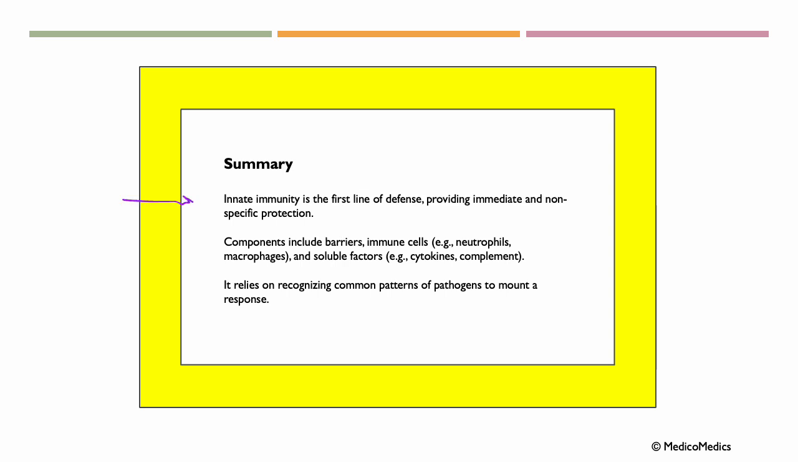So in summary then, innate immunity is the first line of defense, providing immediate and non-specific protection. Components include barriers, immune cells like neutrophils and macrophages, and soluble factors like cytokines and complement proteins. It relies on recognizing common patterns of pathogens to mount a response.